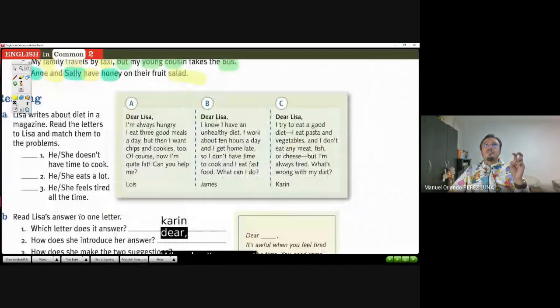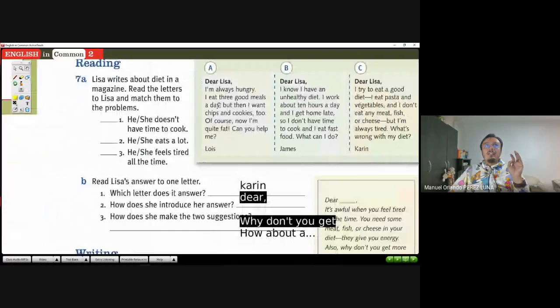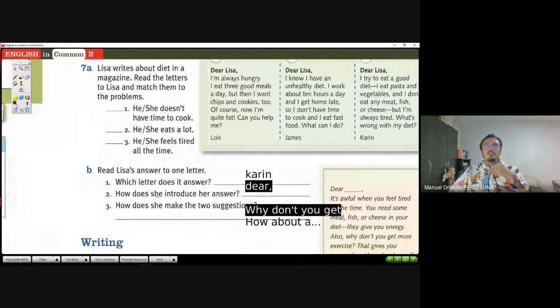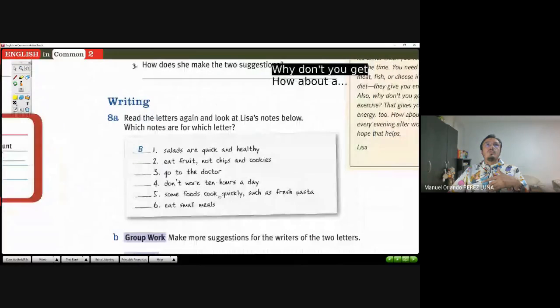Number 2, eat fruit, not chips and cookies. Okay, that could be maybe for the letter A, yes, because the person eats a lot, but eats cookies and many other things. So I will recommend to eat fruit, not potato chips or anything like that. So which is for which?